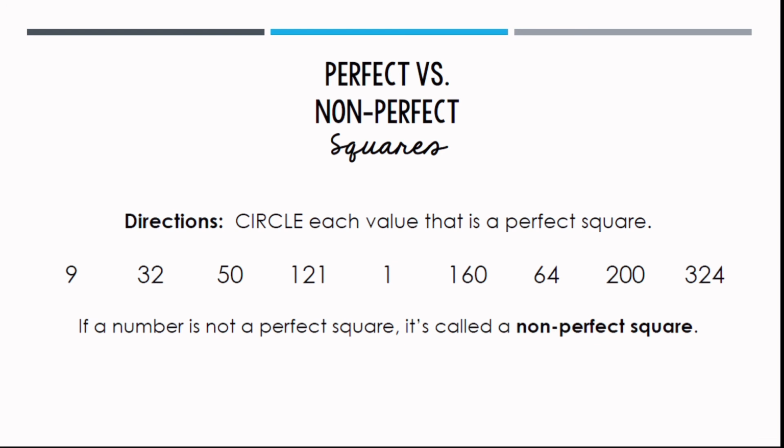Okay, let's see what you got. You should have 9, that would be 3. 121, that would be 11. 1 would be 1. 64 would be 8. Now 324 you don't know, but that's 18. Okay, anything else is a non-perfect. We can simplify that, and we will be.